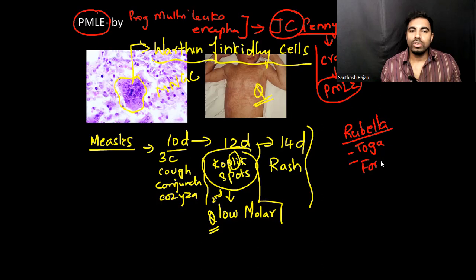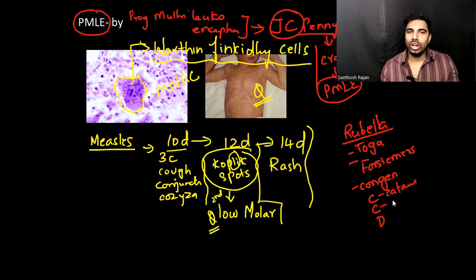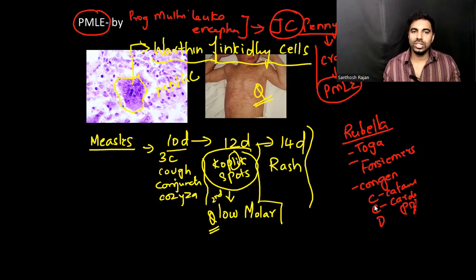Forshima spot hai, aur rubella congenital syndrome. Rubella congenital syndrome mein aapka kya hota hai? CCD. Rubella congenital syndrome mein aa gaya to CCD mein jao. CCD mein kya mil jayega? Ek cataract. Dusra C is for cardiac. Cardiac mein kya aata hai? Most common lesion is PDA. If you remember, patent ductus arteriosus is the most common lesion in rubella, and D for deafness. D for deafness. Bas.